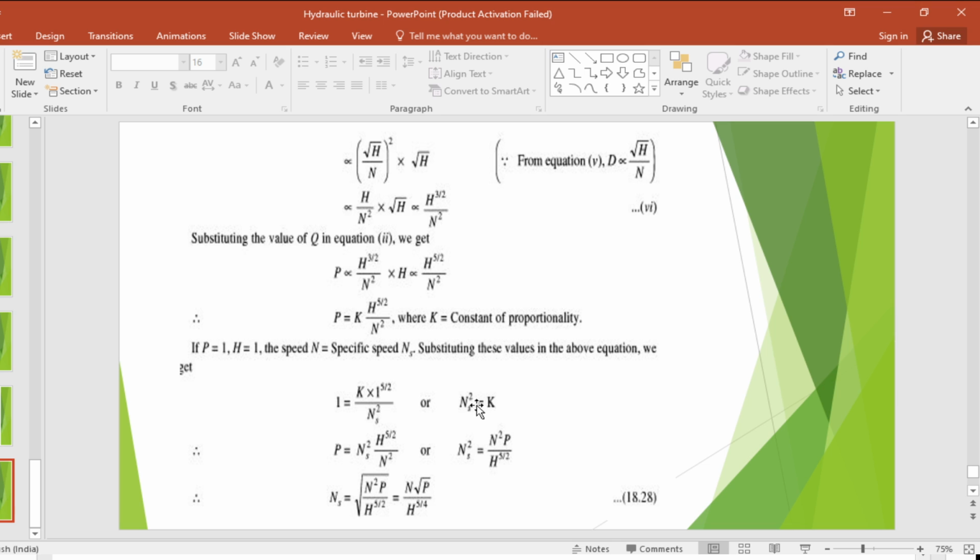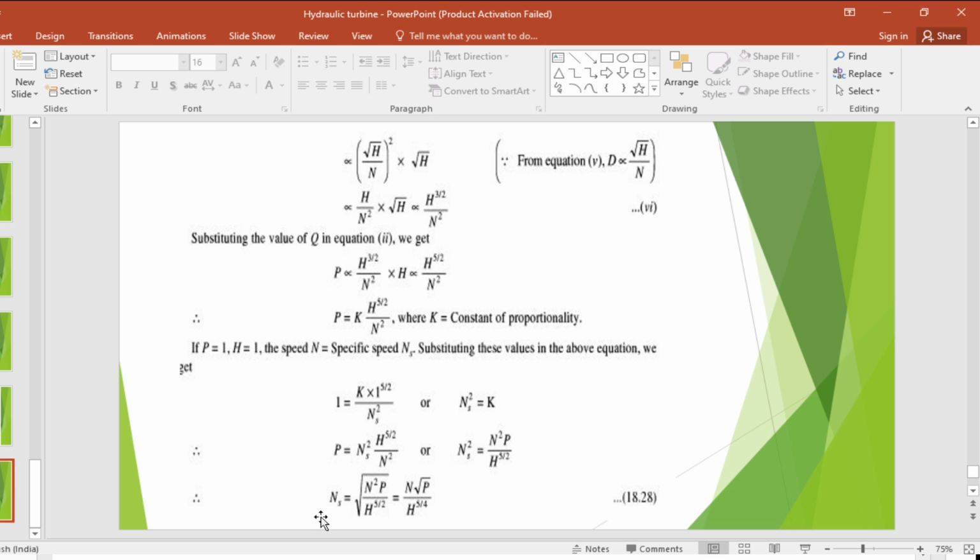Now this value of K again substitute in the power equation. You will get power equals Ns square H raised to 5 by 2 divided by N square. So simply we have to find out the Ns, which is the specific speed. Make it the subject on one side of the equation.